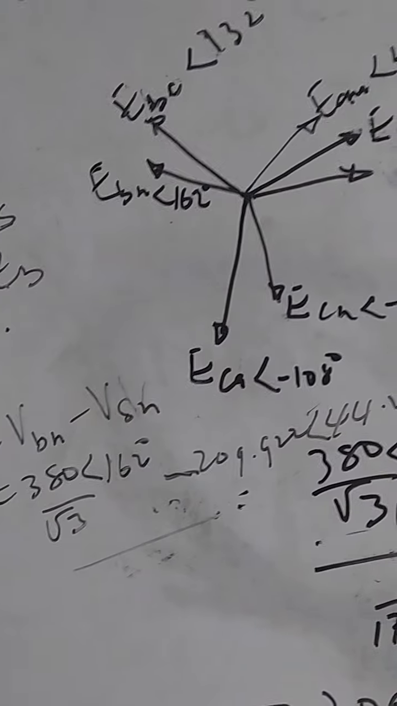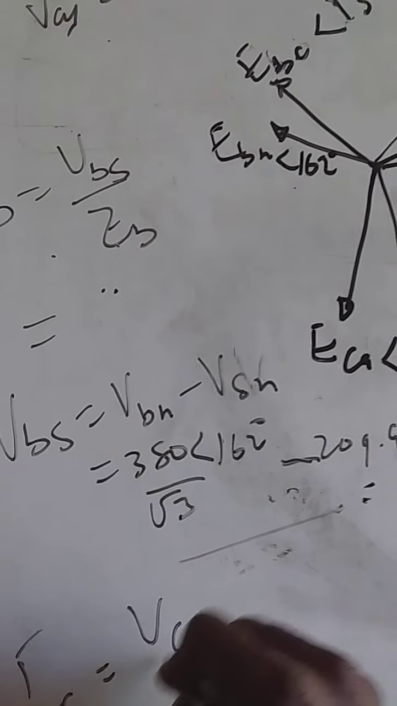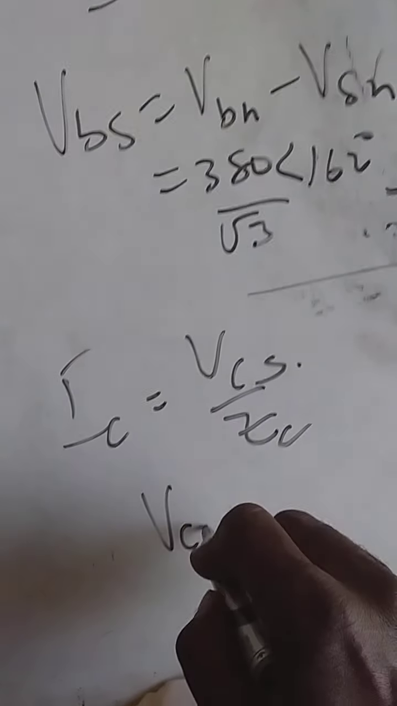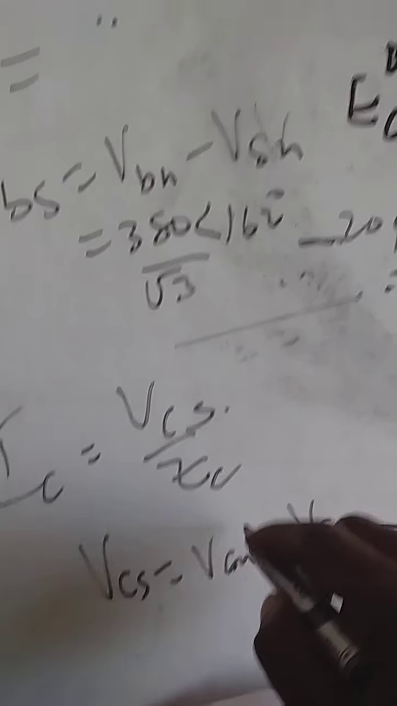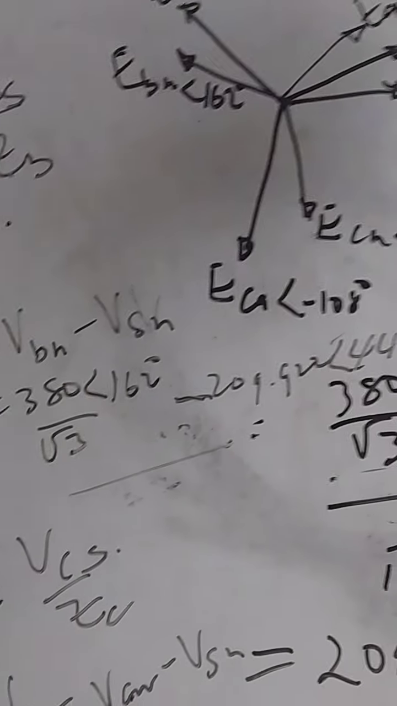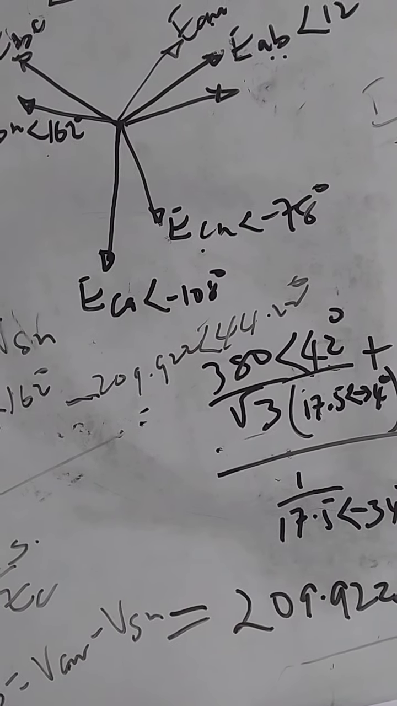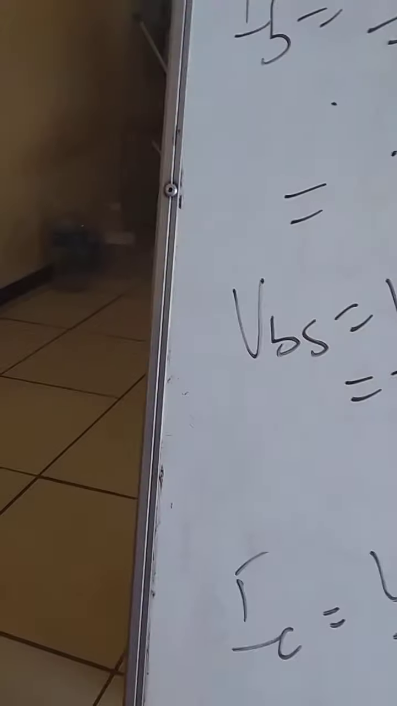You do the same thing for IC. Your IC also will be VCS over ZC, where your VCS is VCN minus VSN. And what is your VCN? Your VCN is as given here, which is 380 divided by root 3 at angle minus 78 degrees. Then you subtract VSN from it, you get VCS. Then you divide it by ZC, you get your IC. And those are the line currents that you are asked to calculate.